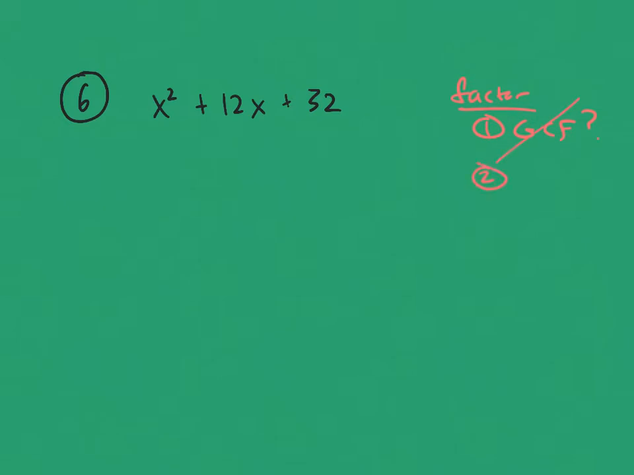Second, it's not a binomial. Here we've got 3 terms. So we're not checking difference of squares, difference of cubes, sum of cubes, none of that stuff that we've done on the first 5 problems is applicable here.